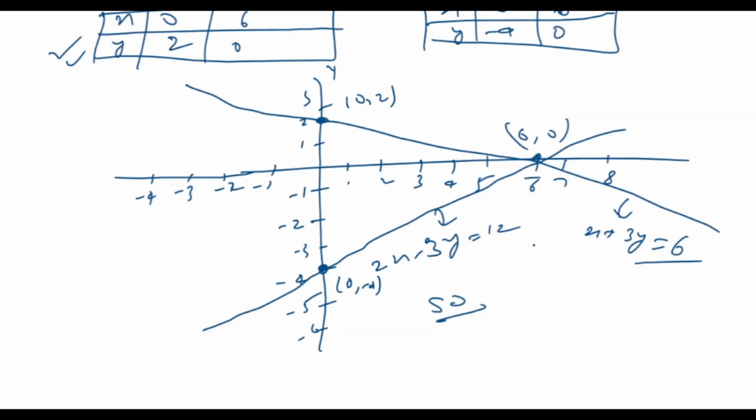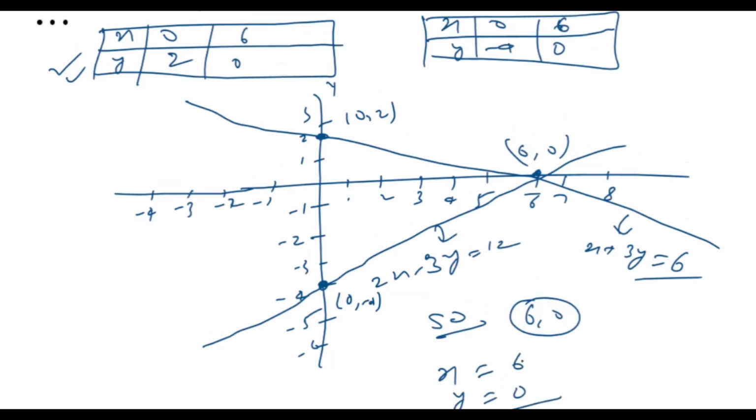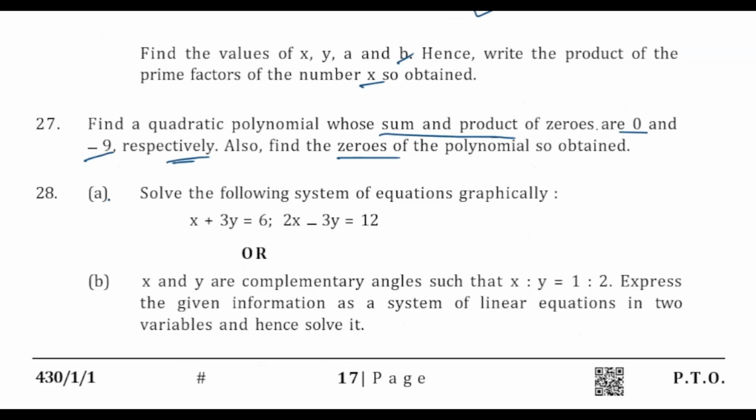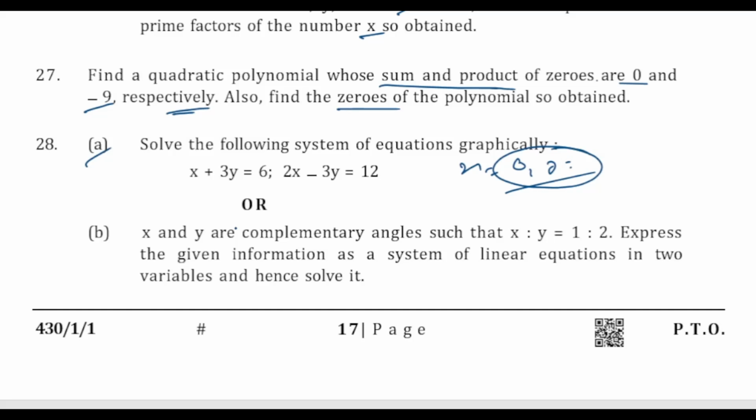So the answer of this equation is 6 0. It means value of x is equals to 6, value of y is equals to 0. If you put 6 0 in both the equations, it will give you the answer. So this has been solved. X is equals to 6, y is equals to 0. Here you can solve either A or B, but I will explain both the questions. We have already solved A, now going to solve B.